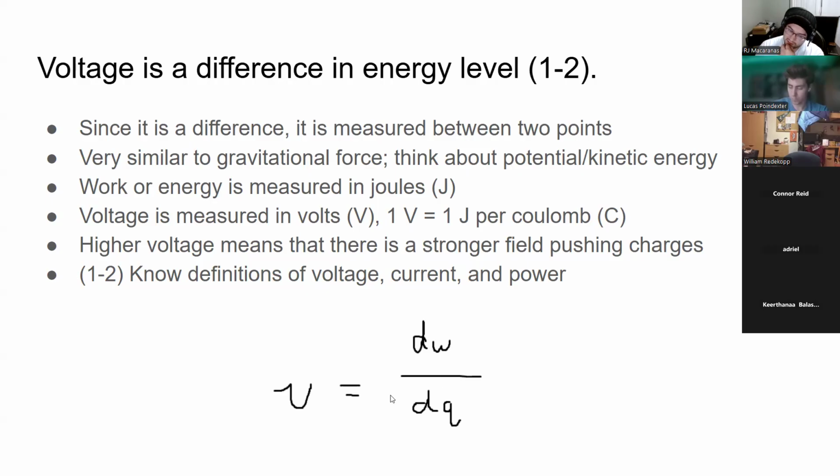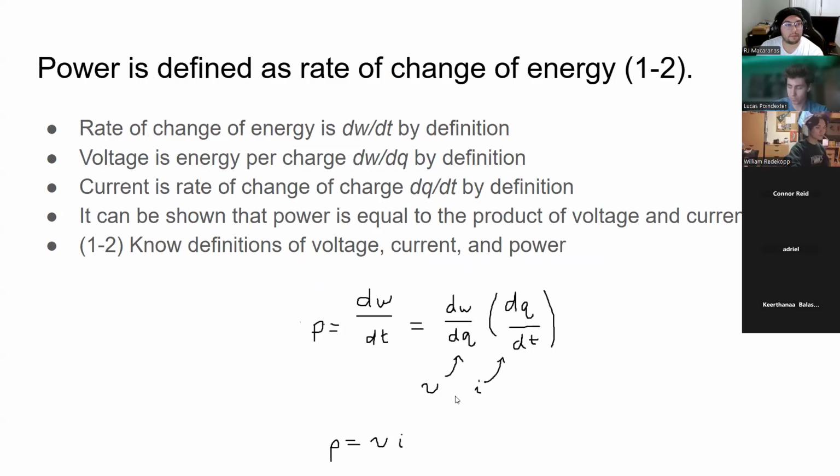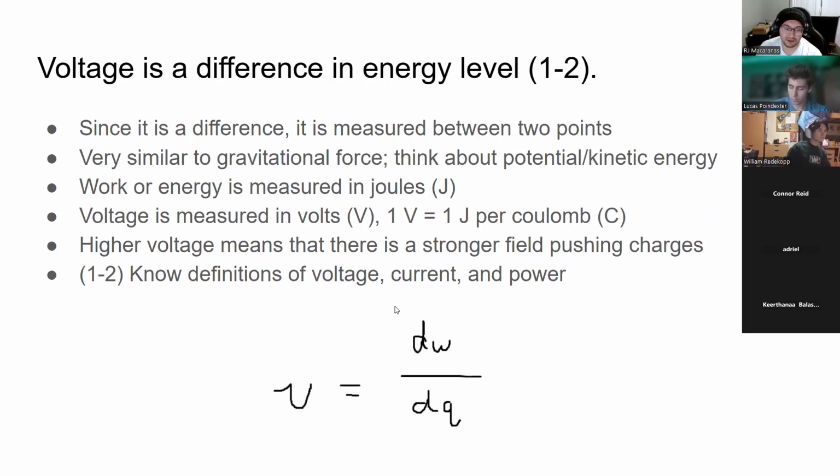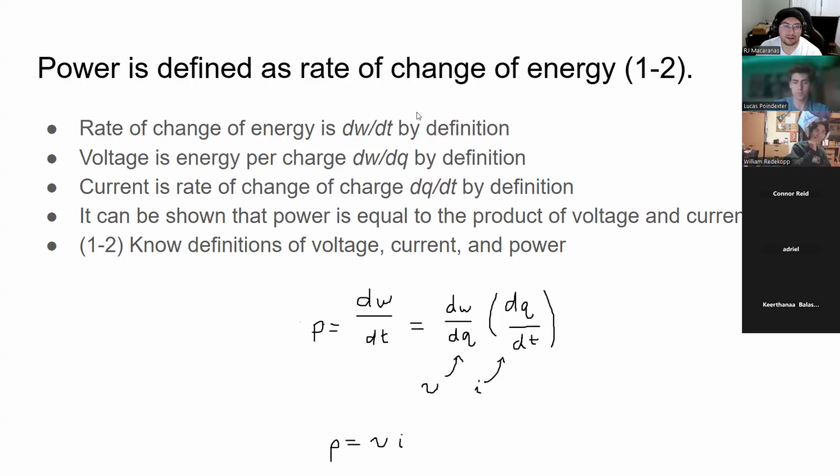Oh, and so here's the differential form of voltage, right? So we've got the change in work per charge there. So power is defined as the rate of change of energy. So voltage is energy per charge, and we're looking at a time rate of change here. I clearly should have mentioned that, right? So we're looking at how much energy is changing per unit time, so dW by dt.